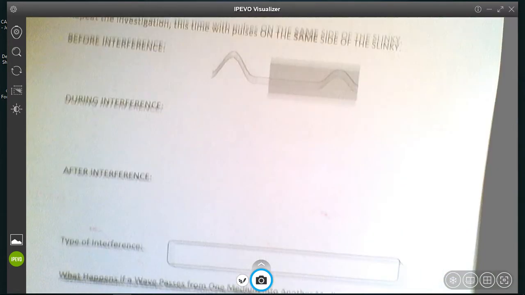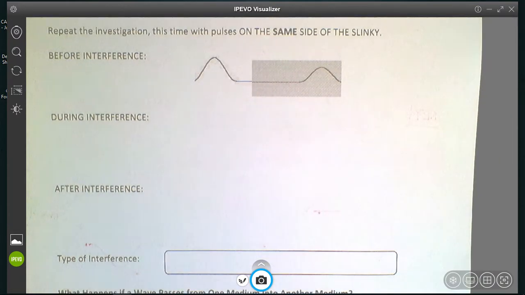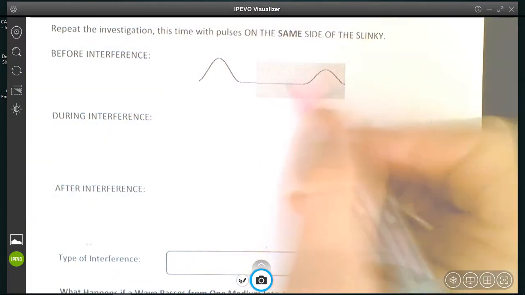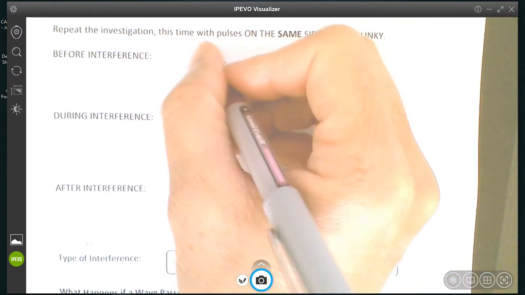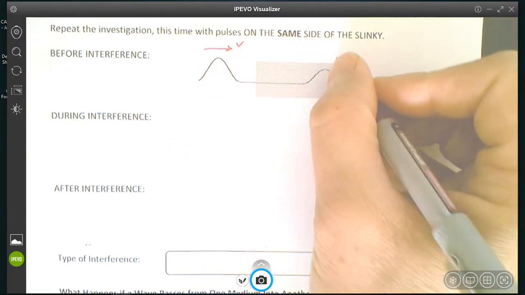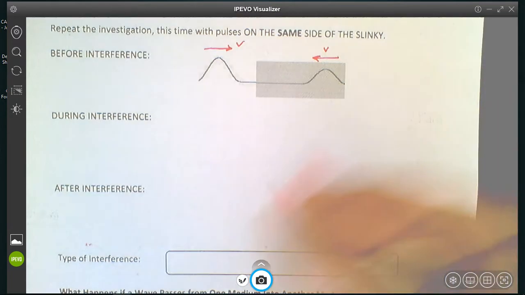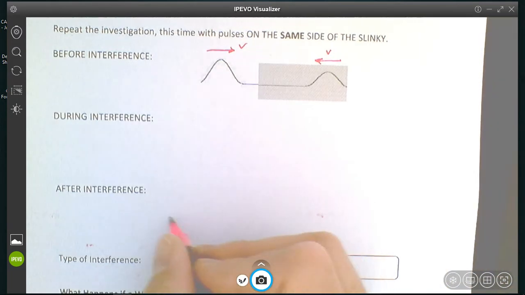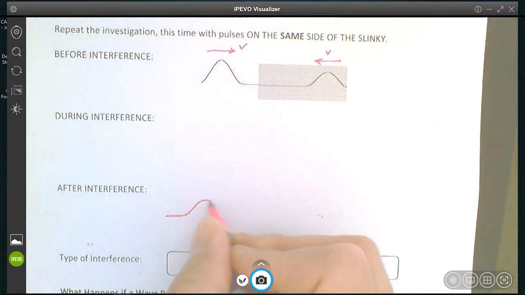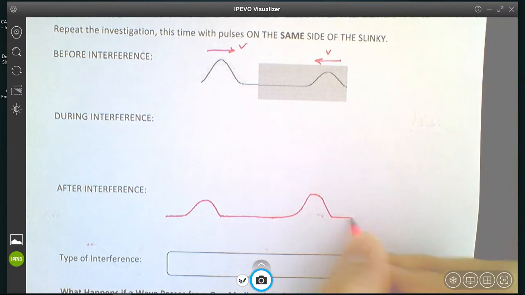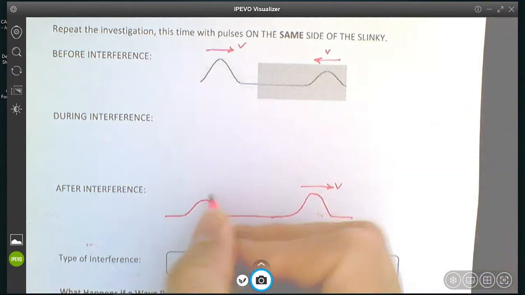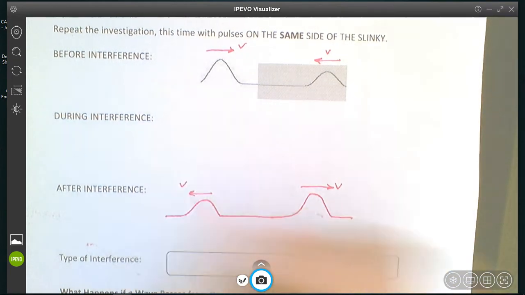All right, so the next one, we've got the same investigation, but we're going to put the two crests moving towards each other at a very particular speed. You can see there. After interference, I'm going to try and keep the relative sizes the same as that picture. The waves simply pass through one another.